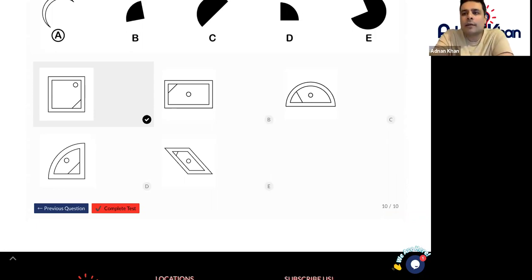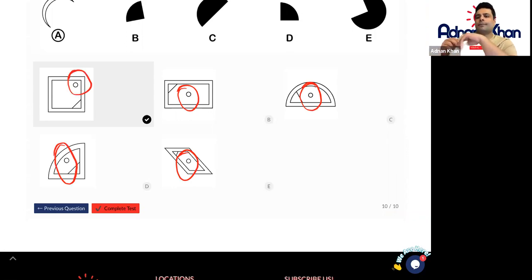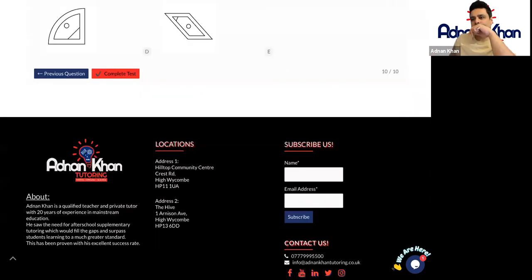Yeah, so here, if you look here, the circle's in the middle, circle's in the middle, circle's in the middle, circle's in the middle, but here the circle's right in the corner. Okay, so A will be correct. Well done. Good. Thank you.